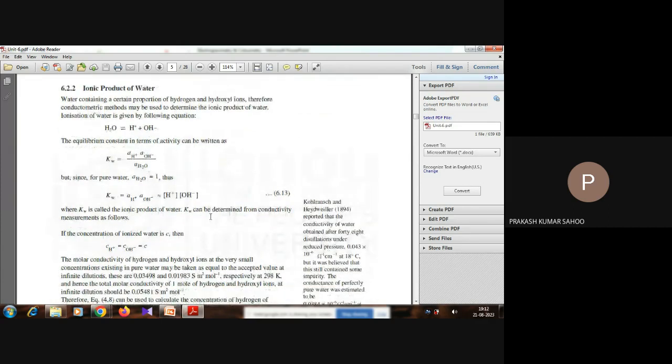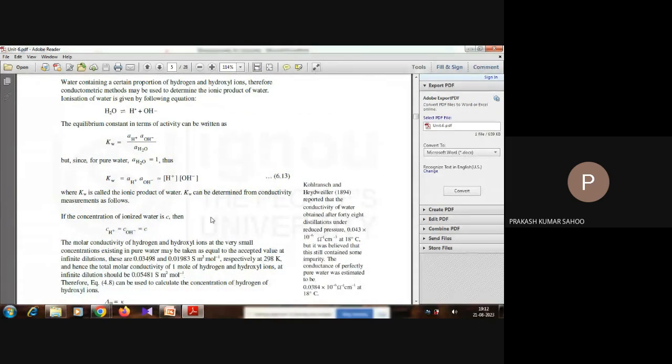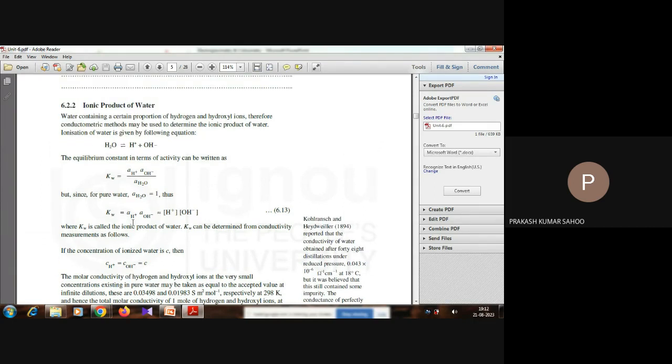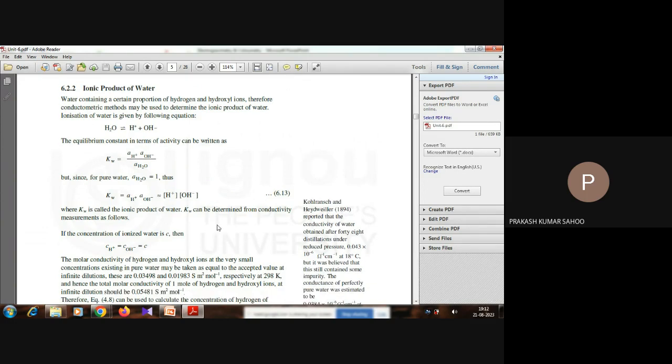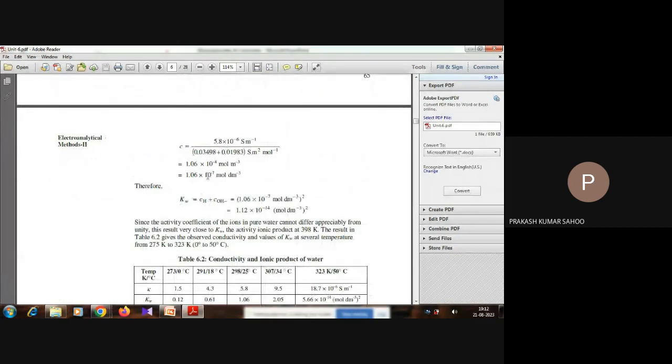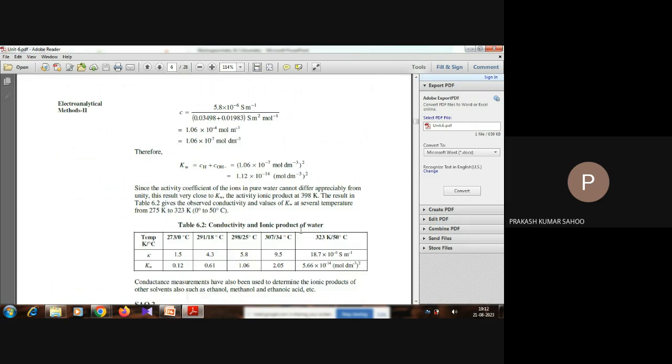Then the ionic product of water. These are all class 11 and 12 topics at the higher secondary level. So this is the ionic product of water, that is Kw equals the activity or concentration of H plus times the concentration of OH minus. This is always equal to 10 to the minus 14. It is 10 to the minus 7 for the H plus ion and 10 to the minus 7 for the OH minus ion. This will always be 10 to the minus 14. The activity of water is generally taken as 1. That's why water is a neutral solvent.